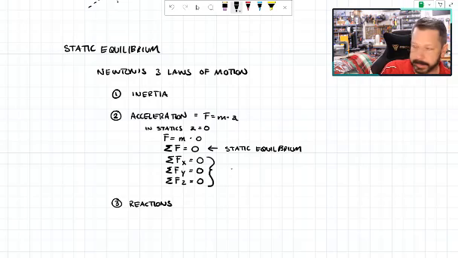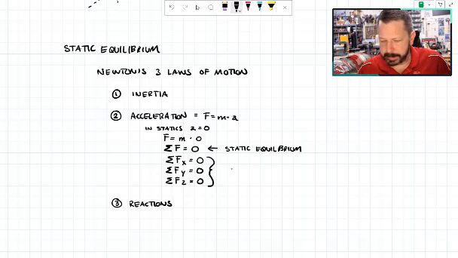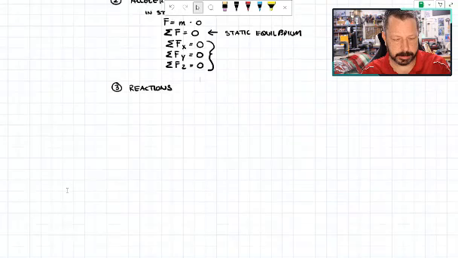One other thing we need is this idea of free body diagrams.